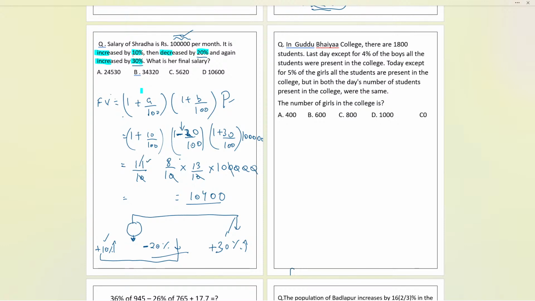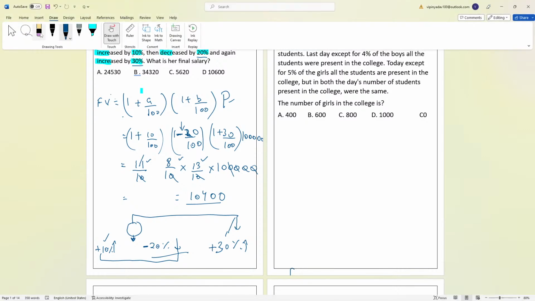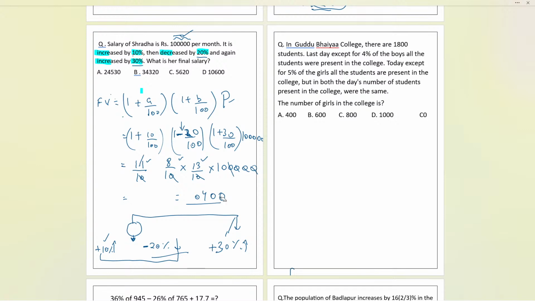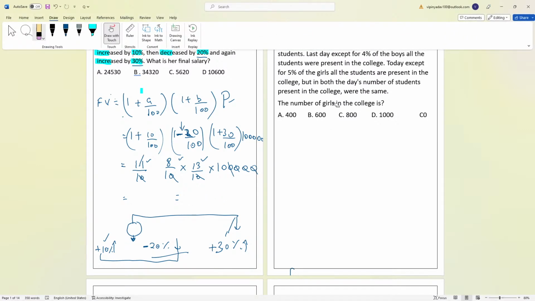Here we have 11 into 8 into 13. Then we have to multiply all these numbers, and you will get some answer. We can calculate it easily. Whatever the answer will be, you can easily calculate. So yeah, that is the part. Now let us see the next question. So the next question is here.